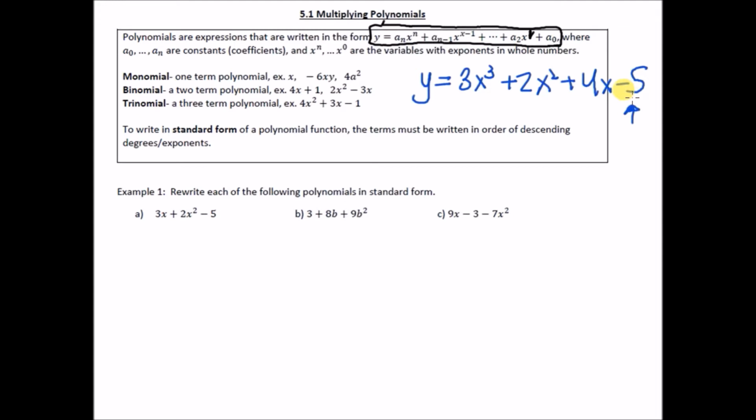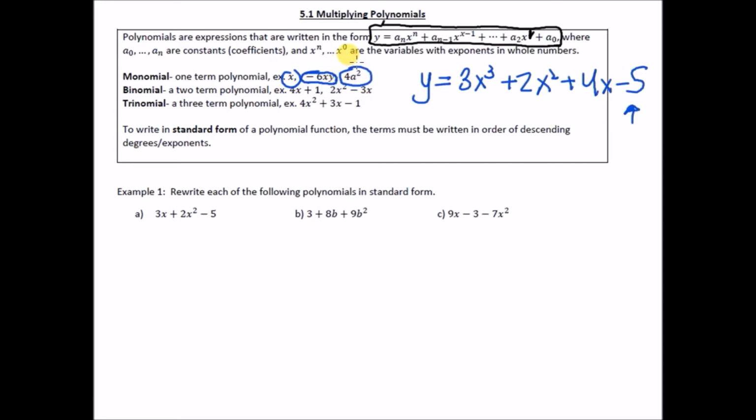In grade 9, we took a look at monomials and binomials. A monomial is a one-term polynomial. I have a couple examples here. x is a monomial, negative 6xy is a monomial, and 4a squared is a monomial.